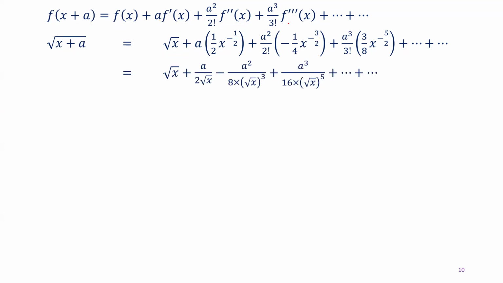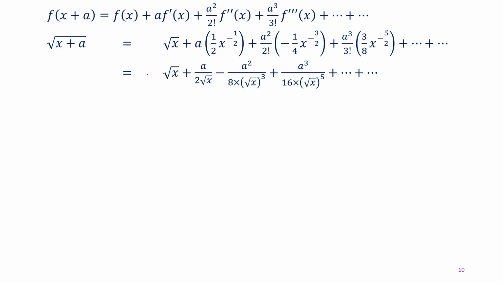Now we can again simplify it. The x to the power minus 1 by 2 comes to the denominator, and it will become root x plus a upon 2 root x, minus a square upon 2 factorial into 4, which will become 8, and x to the power minus 3 by 2, so it can be written as root x whole to the power 3, plus a cube upon 3 factorial, which is 6, and out of this 6 and 3 will cancel, we are getting 2. 2 into 8 is 16, and x to the power minus 5 by 2 will come to the denominator and will become root x whole to the power 5.